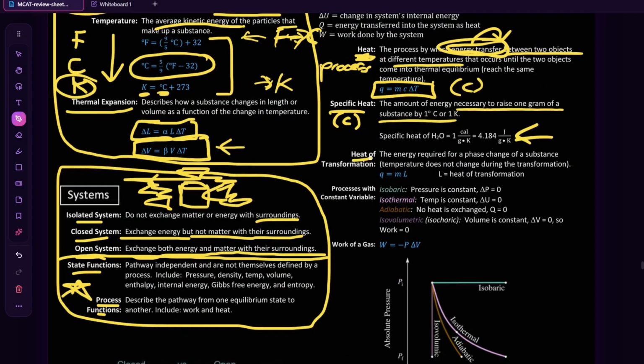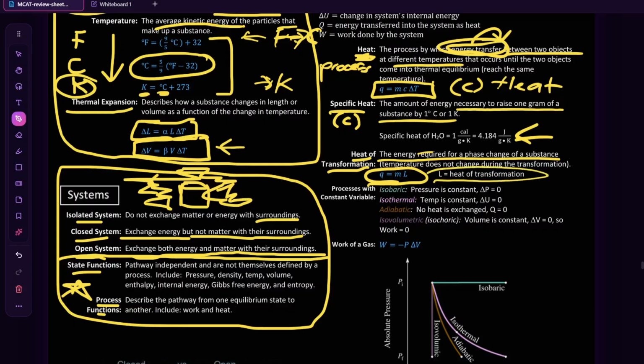Okay, and then we have heat of transformation. So heat of transformation, Q equals mL. You're thinking, okay, we have a heat formula over here, and then another heat formula over here, Q equals mL, right? But this heat formula is a little bit different. Heat of transformation is the energy required for a phase change of a substance. So the heat of transformation is equal to L over here. Temperature does not change during the transformation.